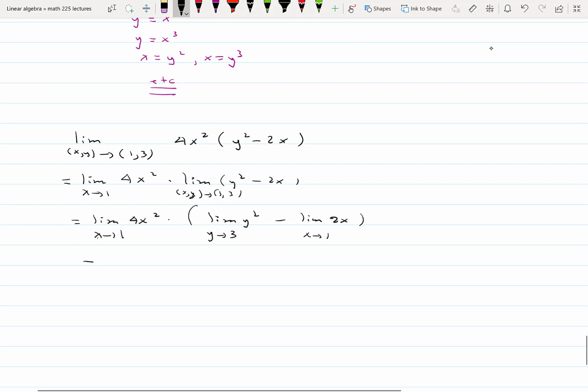And we simply get 4 times 3 squared minus, as x approaches 1, 2x approaches 2. Or 4 times 9 minus 2, or 4 times 7, or 28. Okay, so there are some easy limits. They just don't happen too often. The idea is to be able to figure out that a limit doesn't exist.